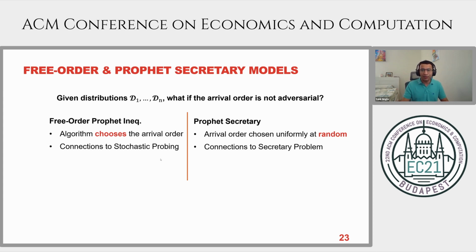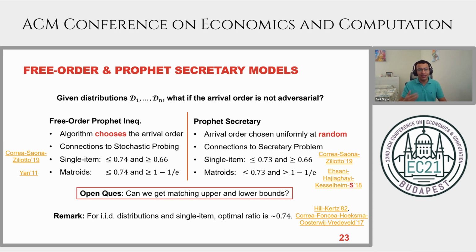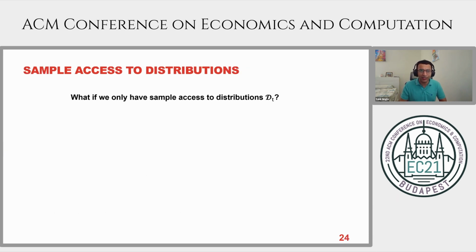Another popular model is the prophet secretary, where the arrival order is chosen uniformly at random. Again, this has been studied. There are many, many works. I'm just going to flash them, but this is again an interesting line of work which you might want to think about. There are also works on IID prophet inequalities.